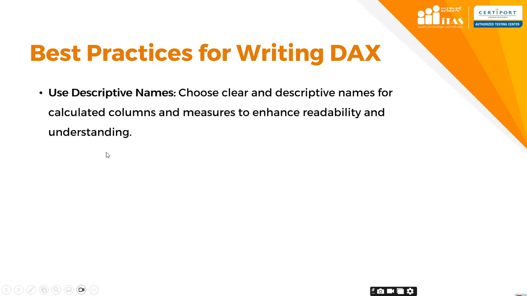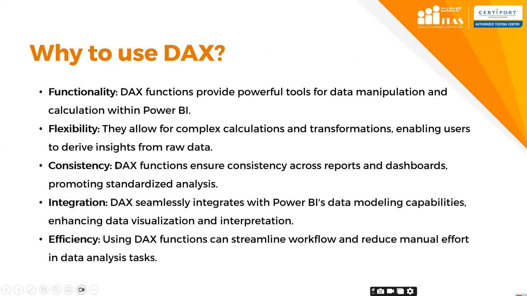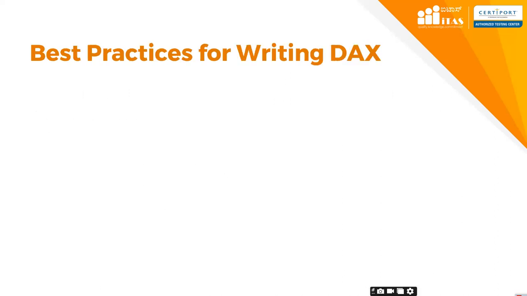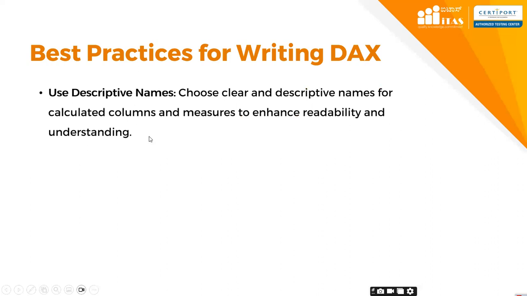Use descriptive names. If you see here, I made it as Total Sales. I could have used only TS, but it is very difficult for others to understand. But I've used Total Sales. Now, if someone sees it, they'll know that yes, this is nothing but the total sales. That means the calculation happening here is giving me total sales. So like that, we have to give descriptive names.